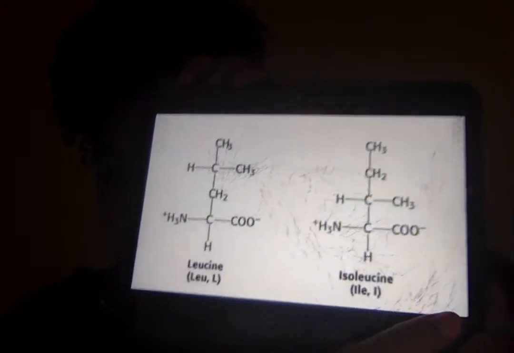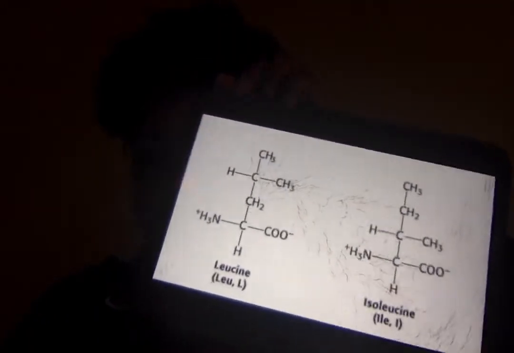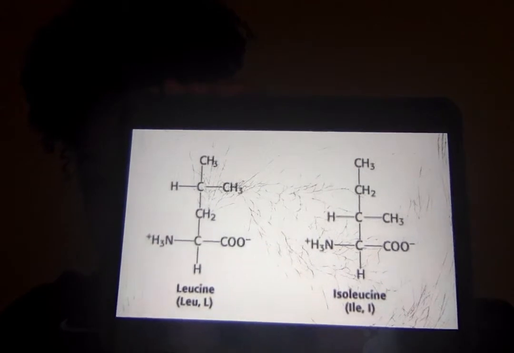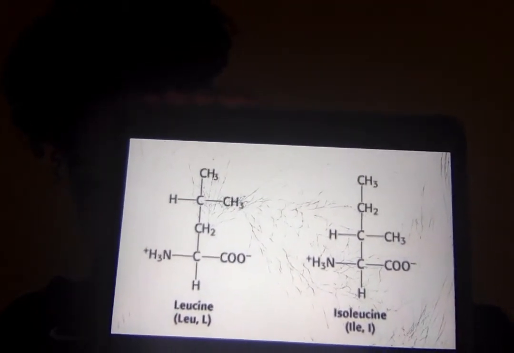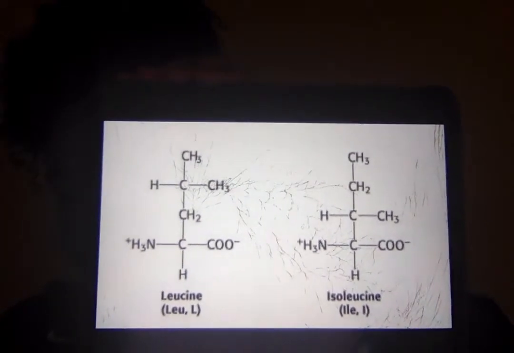So just to give a visual example of that, this is from the textbook on my iPad. So you see leucine and isoleucine, and they're the same length, a 4-carbon side chain, and you can just see that from here. So that's something of a visual explanation of that.